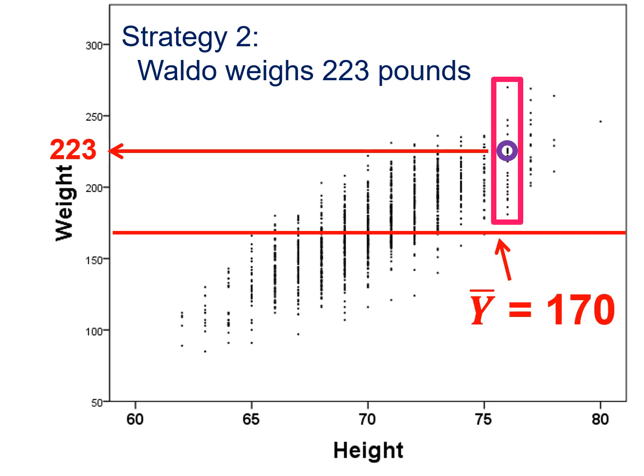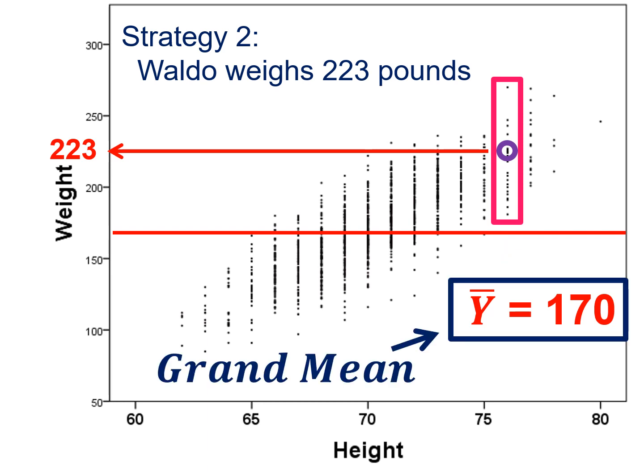Here's the mean for all men in the entire scatter plot, 170 pounds. Now I'll introduce a new terminology. This mean is called the grand mean. It's the mean for everybody, not just a subgroup. We used to call it just the mean before because it was the only mean we had, but now we've introduced conditional means. So to help keep things straight, we'll call the mean for everybody the grand mean.